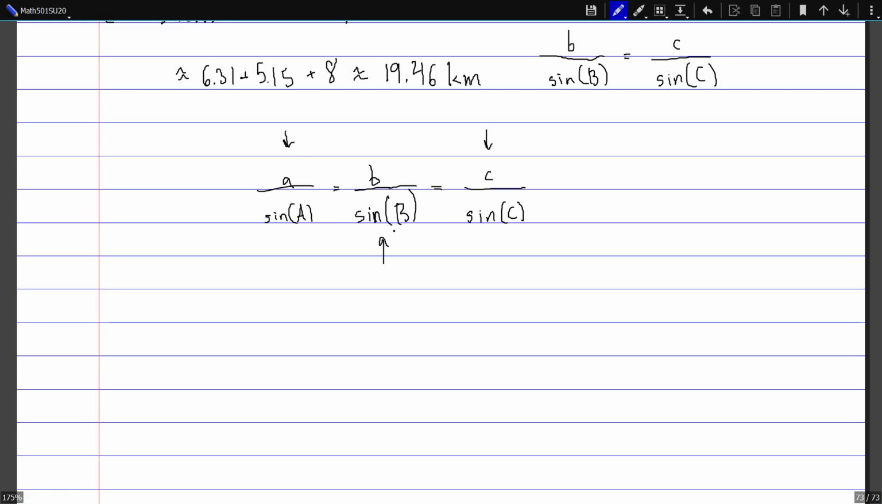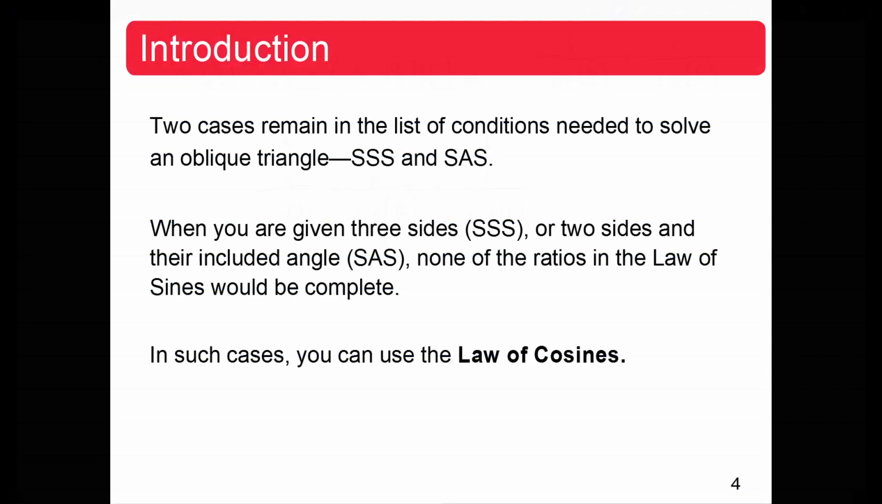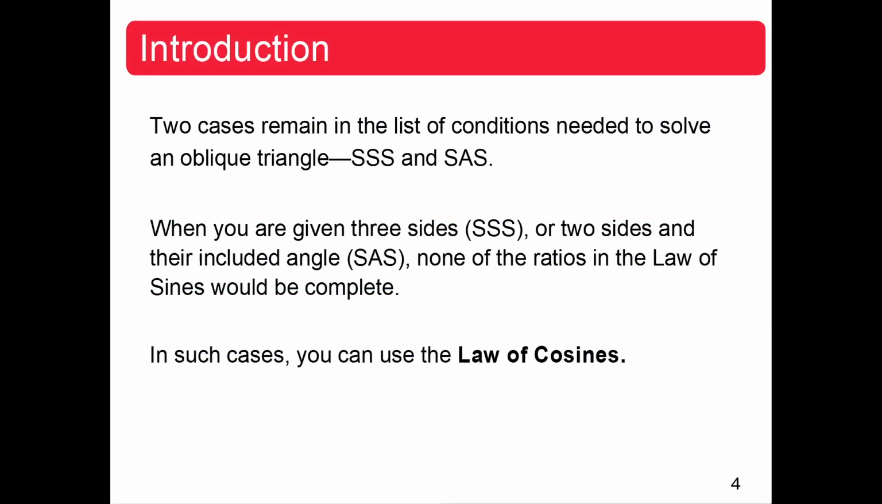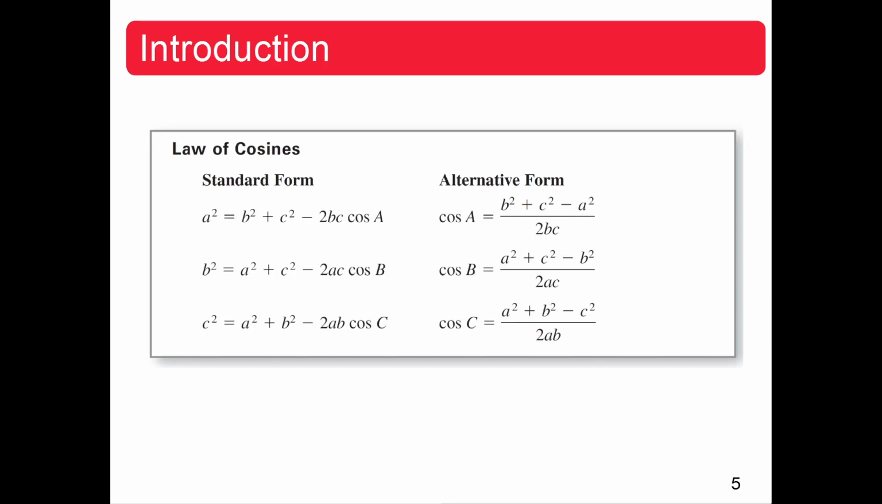If I know A and sine of B, I can't solve for either B or sine of A because I just don't have enough information for a complete proportion. As we talked about, a proportion works when we know 3 out of the 4 pieces of information, and we can then solve for the 4th. In this case, we just don't have enough to work with. So that's where law of cosines is going to come in and fill the gap for us.